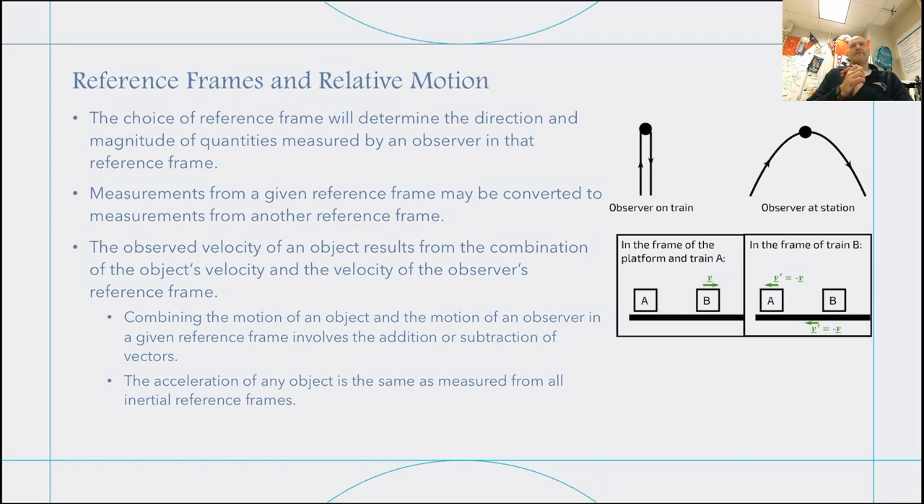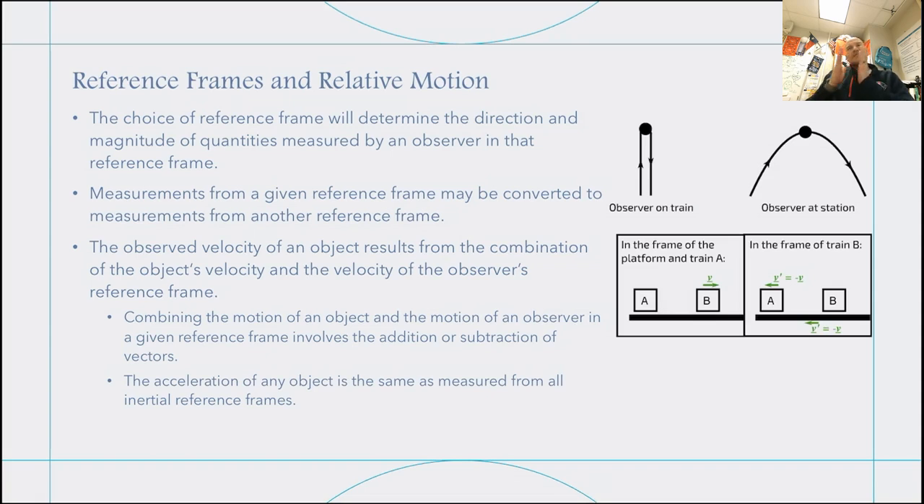Combining the motion of an object and the motion of an observer involves the addition or subtraction of vectors, and the acceleration of any object is the same as measured from all inertial reference frames. Something also to note is that even though this talks specifically about velocity, this could also apply to acceleration. It could also apply to position.